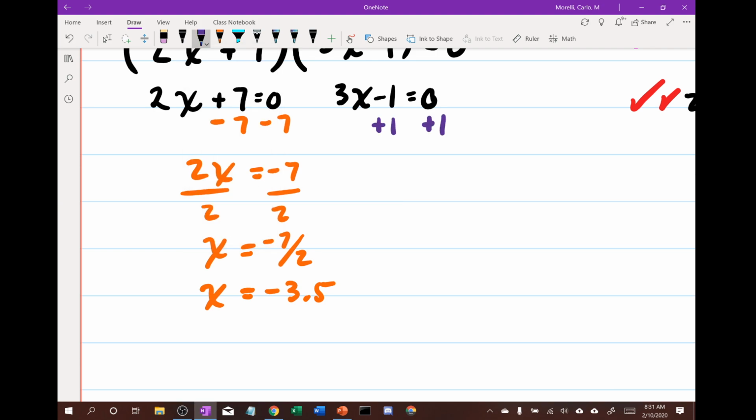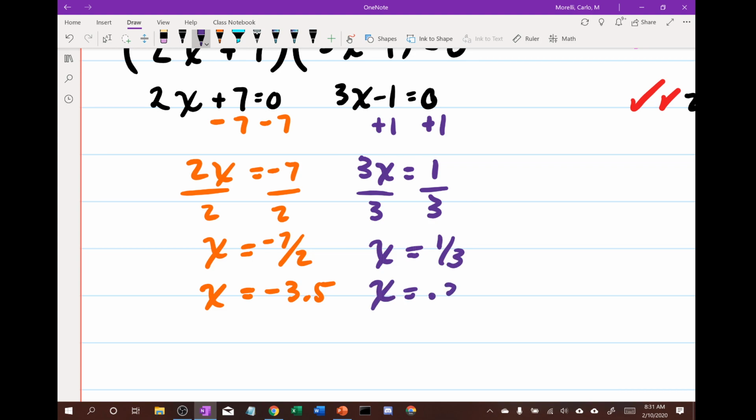Plus 1 on both sides. And now we have 3x equals uno. Divide both sides by 3. And we have x equals 1/3, which we all know as a decimal is 0.3 repeating. Okay, so here are your two answers. And again, we have no clue if they're going to want the fractions or the decimals.